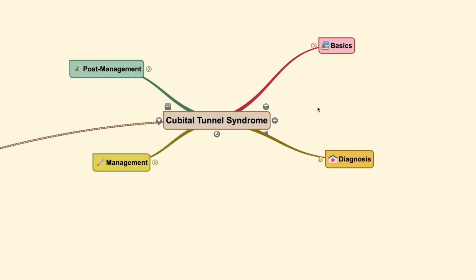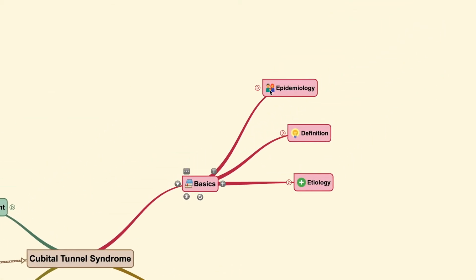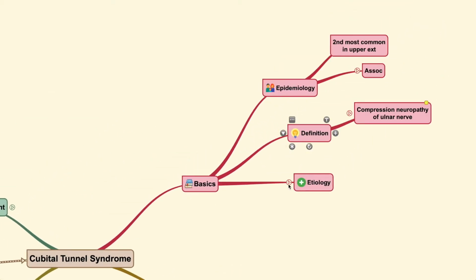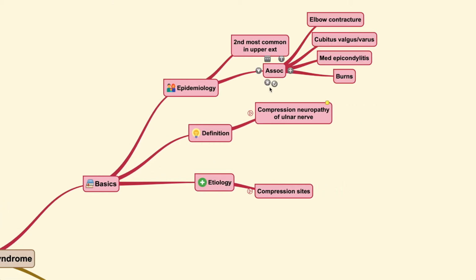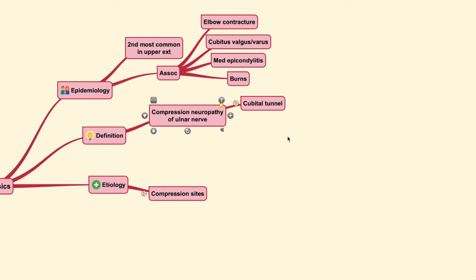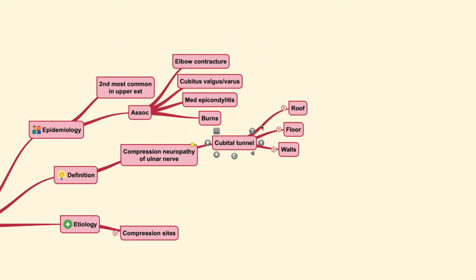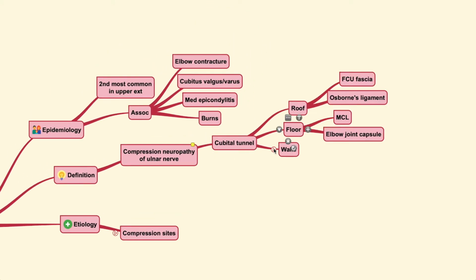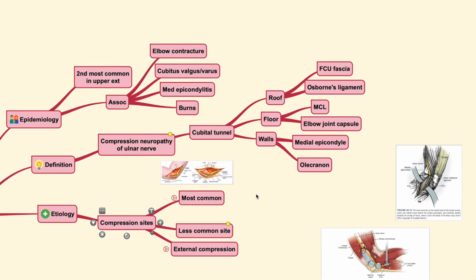So talking about the cubital tunnel syndrome, one needs to know the basic anatomy related to it, which is the cubital tunnel itself. The cubital tunnel is formed by various areas that make up its borders. As you can see here, the cubital tunnel has a roof, floor and wall component. The cubital tunnel is situated over the medial aspect of the elbow, where you could readily palpate your own ulnar nerve.